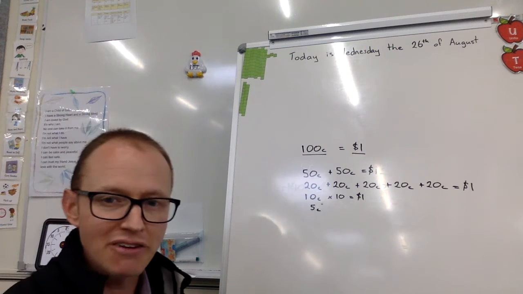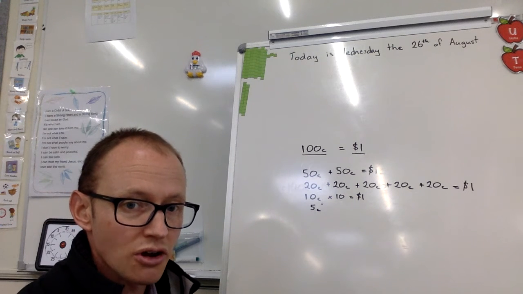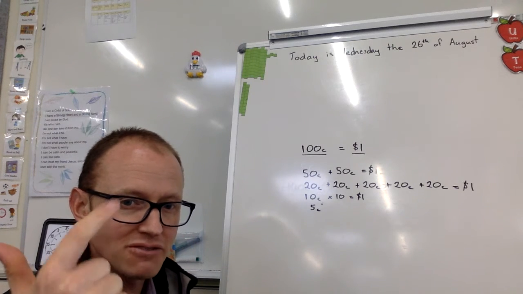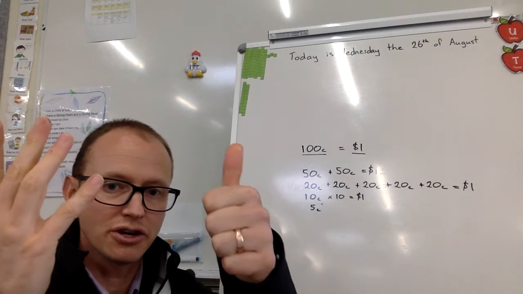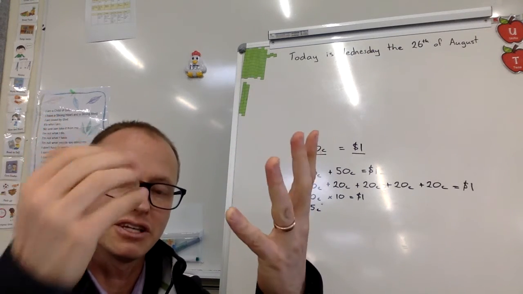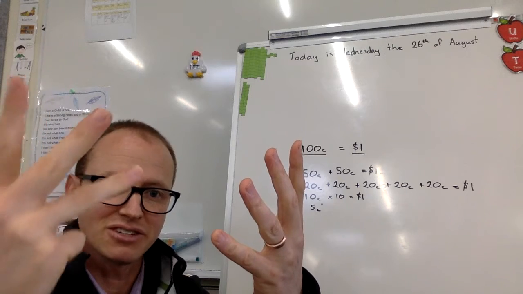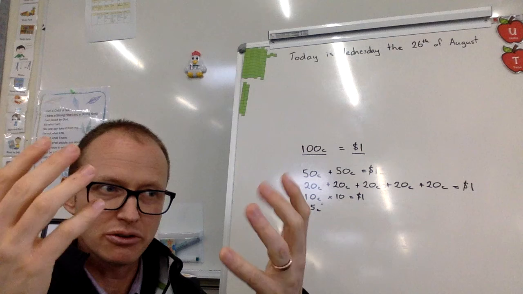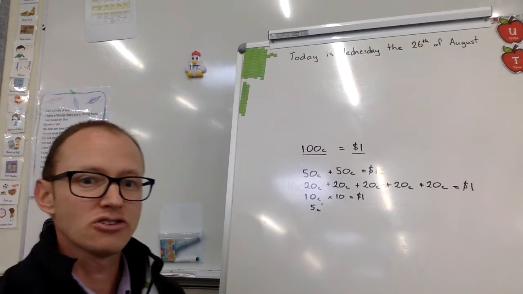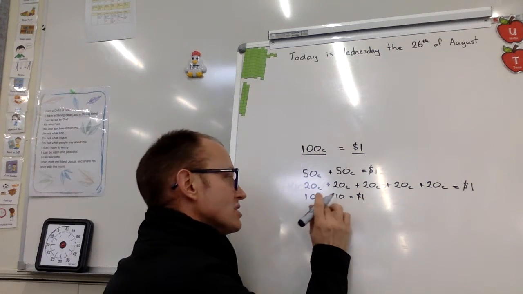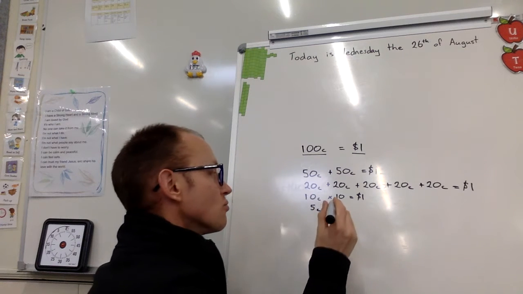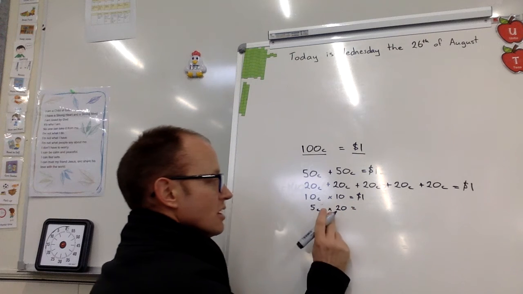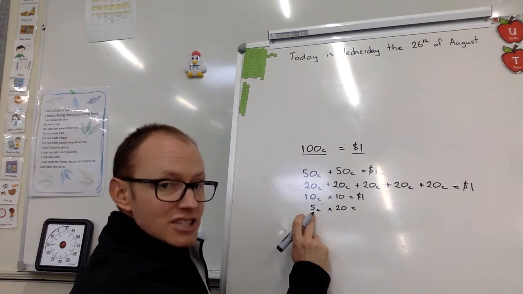5 cents. How many 5 cents equals $1? Remember, we just skip count: 5, 10, 15, 20, 25, 30, 35, 40, 45, 50, 55, 60, 65, 70, 75, 80, 85, 90, 95, 100. That was two groups of 10, so 20 of them. 20 5-cent pieces equal $1. And here we're just going to use the times symbol. So 20 groups of 5 cents equals $1.